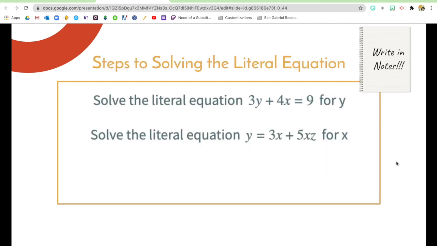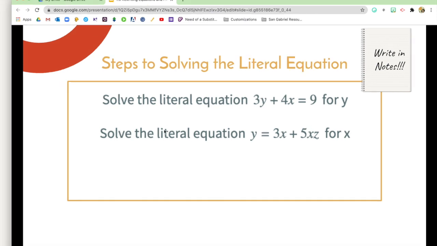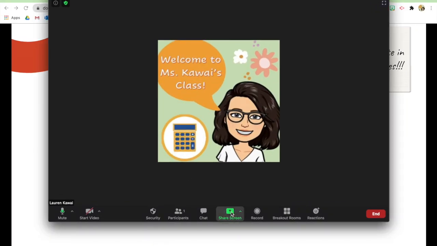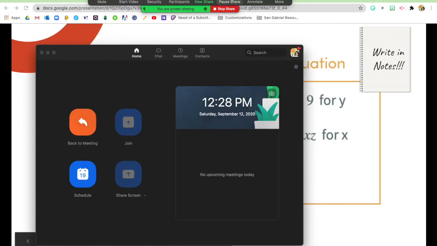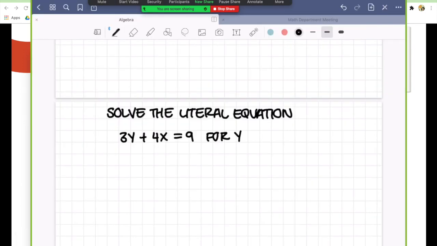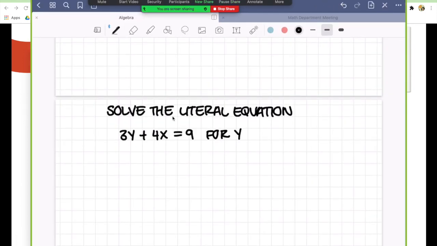So we're going to talk about the steps to solving literal equations. So I'm going to share my screen so that we can look at the iPad for a moment.